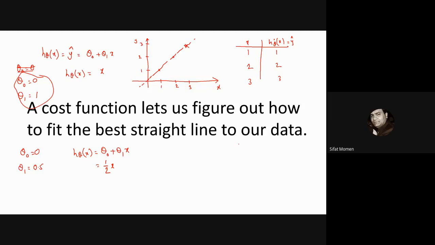So what will happen? What will the relation between x and h theta x be? x and h theta x. Okay. If x is 1 or 2 or 3, if x is 1 then what will h theta x be? Half of 1, 0.5, right, Nakina? Yes. If x is 2 then what will my predicted value be? 1, half of 2. And if x is 3 then what will the predicted be?